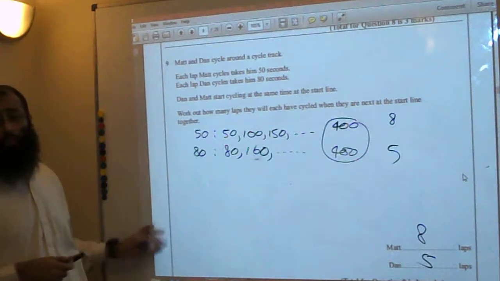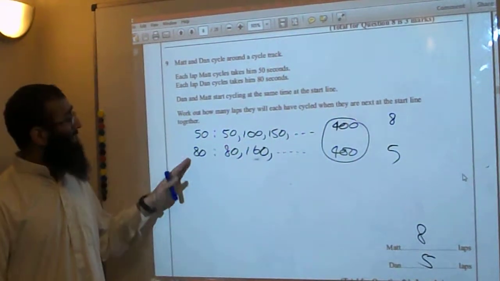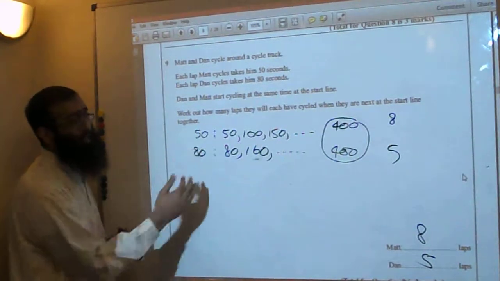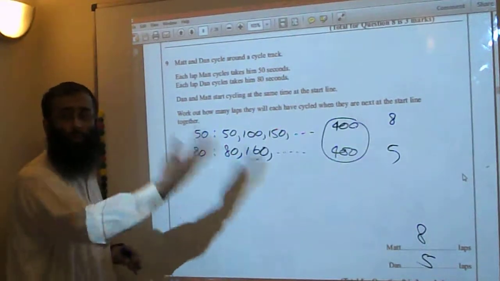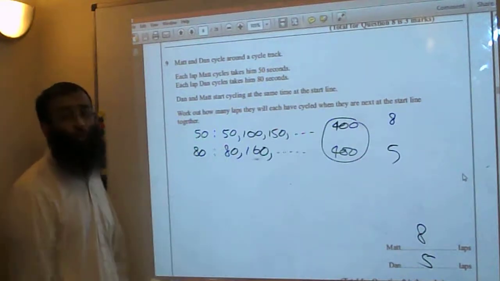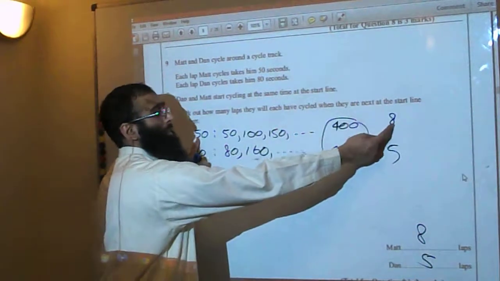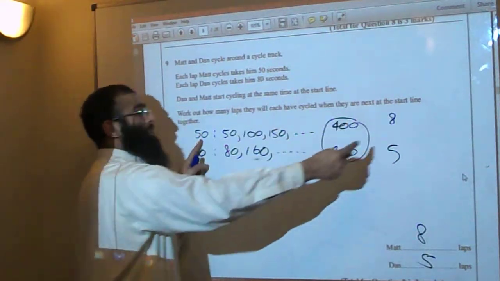Are you happy with that question, folks? Here we're looking at the times tables of 50 and 80, looking for the LCM, but the key is looking at 5 and 8, and that gives us 40. In this case it'll be 400 because we've got an extra 0. After 400 seconds they will both match up. This one will take him 8 laps and this one will take him 5 laps. 80 times 5 is 400 and 50 times 8 is 400.